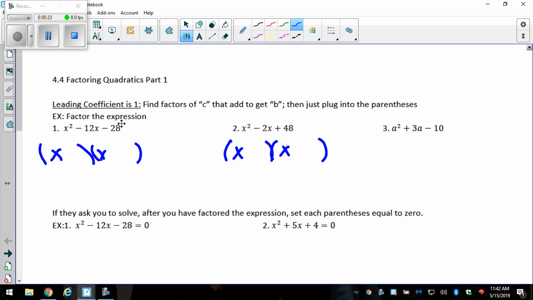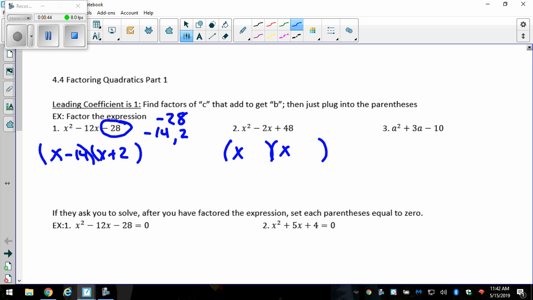So the rule is, what are the factors of your last number, that's negative 28, that I can add to get your middle number. You're looking for factors of negative 28 to give you the 12. And that will be negative 14 and a positive 2. They multiply to get negative 28. They add to get your middle number. And you just put those in the two spots right here, and you've now factored it.